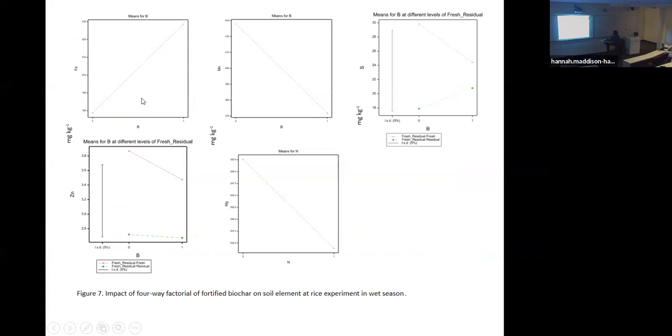This one is the result here. By using biochars, it increased the level of iron from 180 to 230. So this one is good.